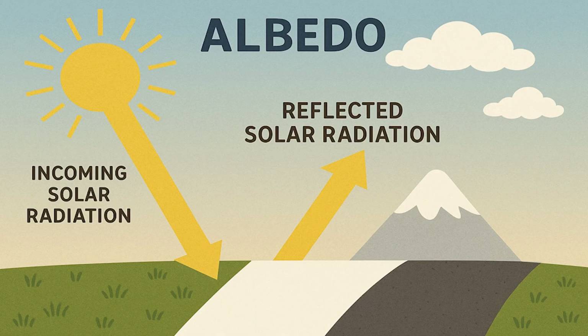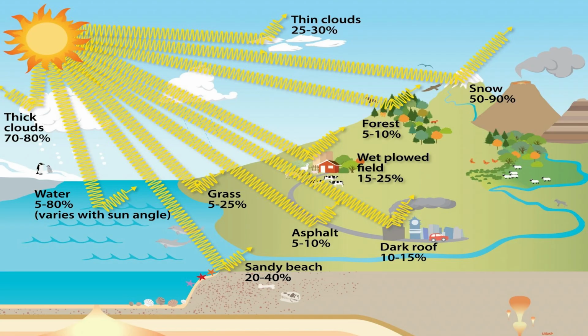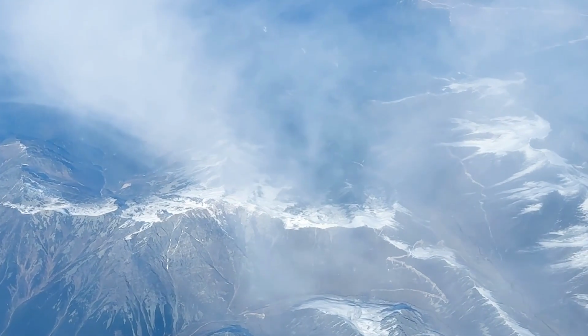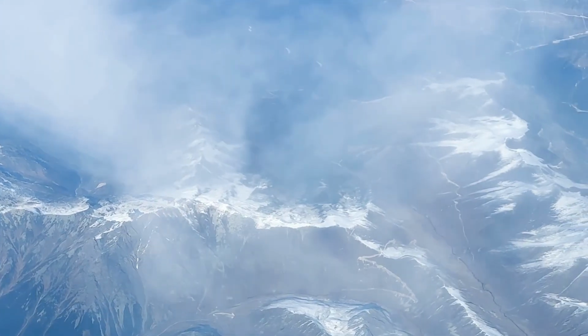A distinctive feature of cryosphere surfaces is their high albedo. Now, what is albedo? Albedo refers to the proportion of incoming solar radiation that is reflected back into space rather than absorbed by the surface. Fresh snow can reflect as much as 80 to 90% of the incoming solar radiation.